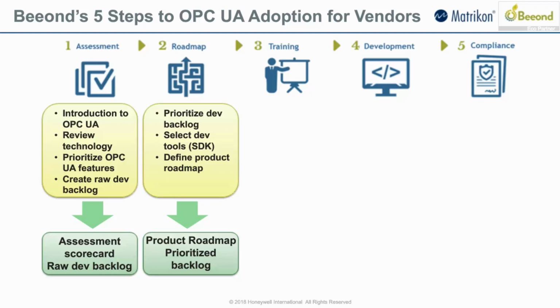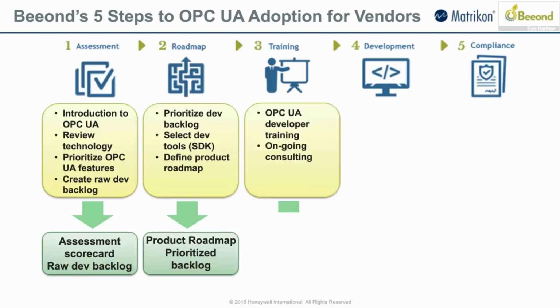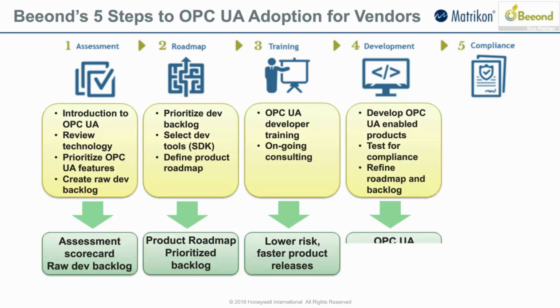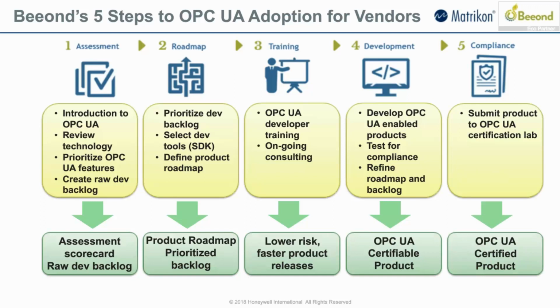Similarly, as with the end user adoption process, we offer training. Here it would be more focused on developer training, and we do ongoing consulting, as well as doing the actual development. We do that either fully outsourced or in collaboration with vendors to implement OPC UA in their products and prepare a certifiable product. And last but not least, we will help get the product certified, get it through the certification process so that the vendor comes out with a fully OPC UA certified product.